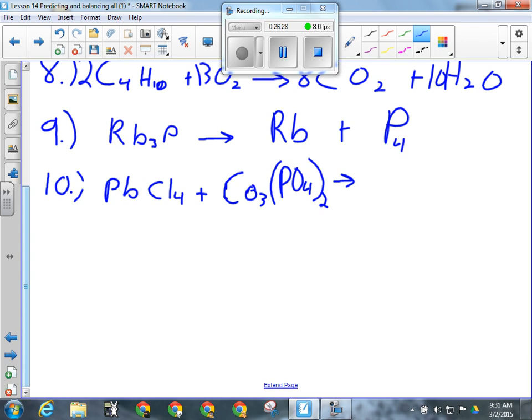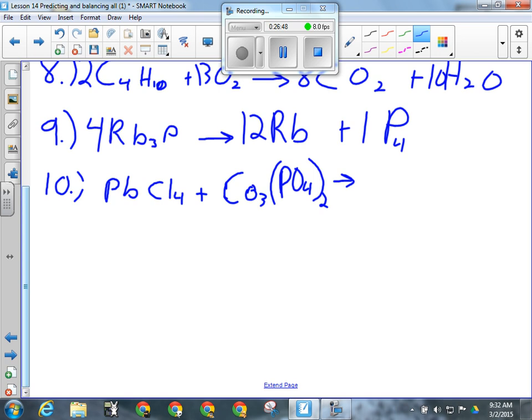Okay, now I got to balance. It says always balance the thing present in the largest number, so I'm going to balance the phosphorus first, which means I need a 4 here, which gives me how many rubidium? 12. Alright, so we got 4, 12, 1. Okay, and our last one.